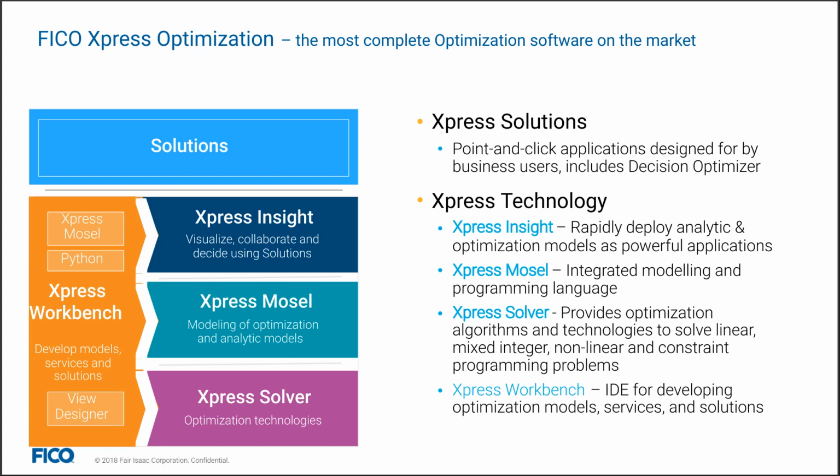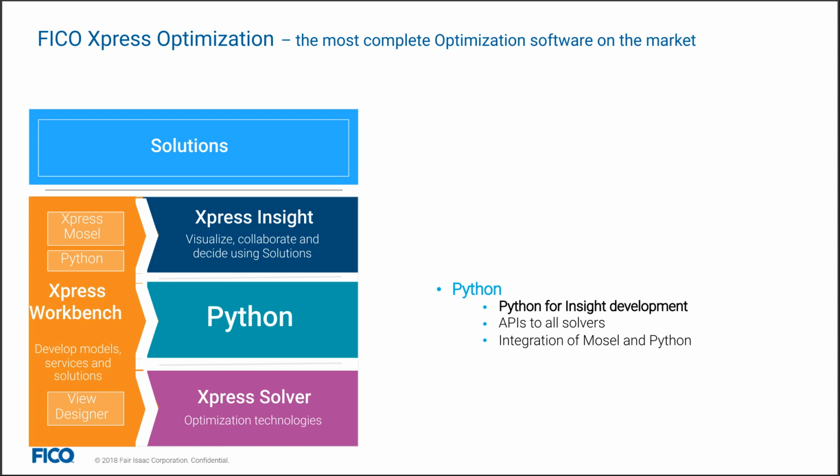Moselle is our modeling language, which is really targeted at optimization modeling and also programming, which makes that really efficient and easy to do. And as I touched on before, we have the Express Solver layer, which really spans everything from linear, mixed integer, nonlinear, and even constraint programming included in there. And the new feature we're going to show today is that instead of using Moselle, you're now also able to use Python as an equal member in the Express stack.